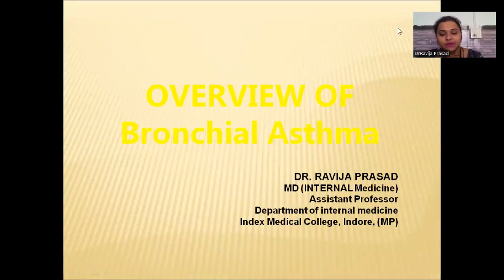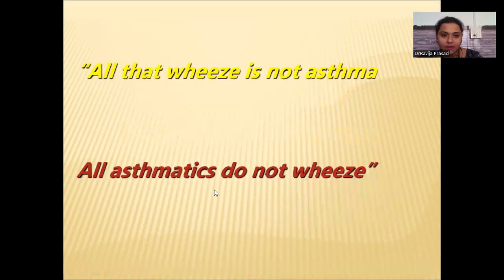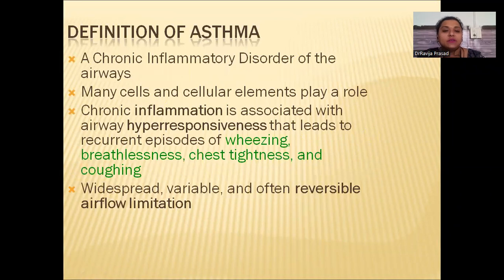Further on in the respiratory system, we'll move on to the topic of bronchial asthma. Now we'll give an overview of bronchial asthma. What do you exactly mean by bronchial asthma? So bronchial asthma, it's all about the wheeze. Not all wheeze is asthma, and all asthmatics do not wheeze. Definition of asthma. We have all actually heard about asthma.